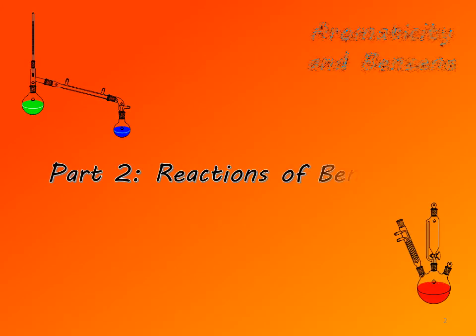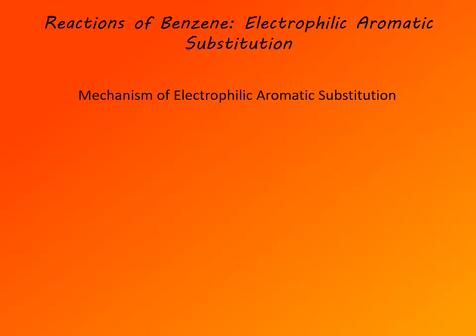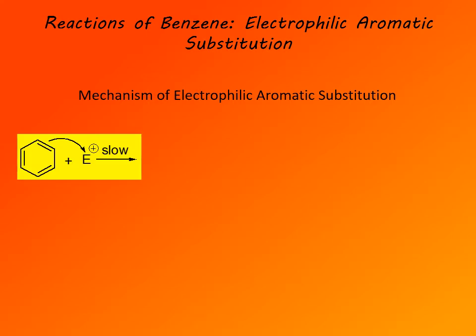In this video, we are going to examine reactions of benzene. Typical reaction of benzene is an electrophilic aromatic substitution. Mechanism of electrophilic aromatic substitution involves reaction of benzene ring with an electrophile. So benzene is a nucleophile, an electron pair donor. Benzene donates a pi electron pair to form a bond with an electrophile.